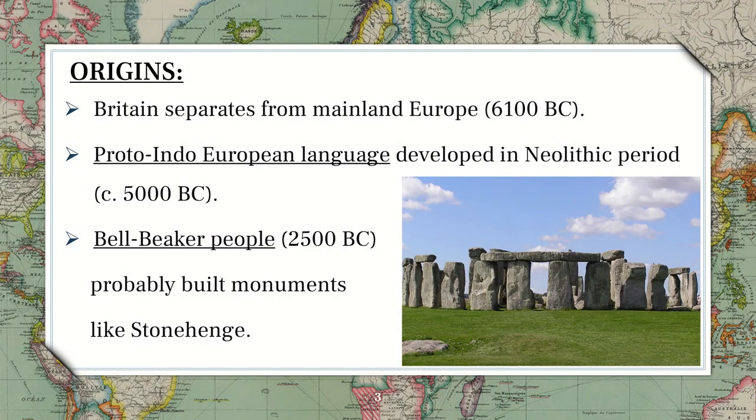So Britain was most probably occupied by hunter-gatherers, like most of Europe, and its land bridge, which connected them, was destroyed by a tsunami around 6100 BC, and Britain became an island. Around 5000 BC, the Proto-Indo-European language, which is important to English and its growth, was developing around Eastern Europe. There is also the fact that a group of people known as the Beaker people occupied Britain and some parts of Western Europe in around 2500 BC, and that they were responsible for monuments like Stonehenge.